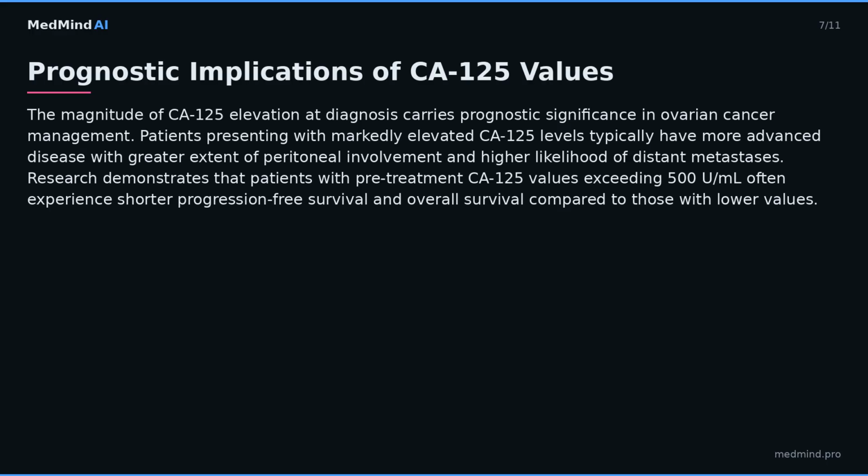The rate of CA-125 decline following chemotherapy initiation also provides prognostic information. Rapid reduction suggests chemosensitivity and predicts better treatment outcomes. Conversely, persistence or slow decline in CA-125 despite active chemotherapy may indicate inherent chemoresistance and warrant consideration of alternative therapeutic approaches. These prognostic associations help oncologists establish realistic treatment expectations and facilitate prognostic counseling with patients and families.